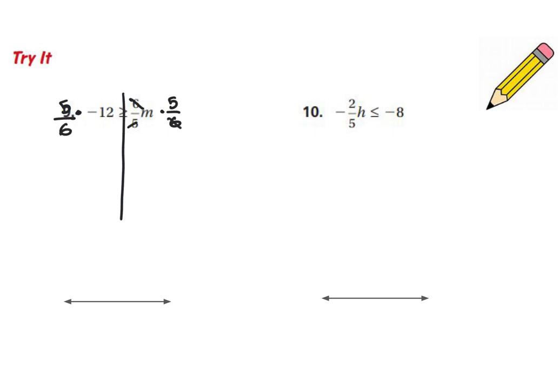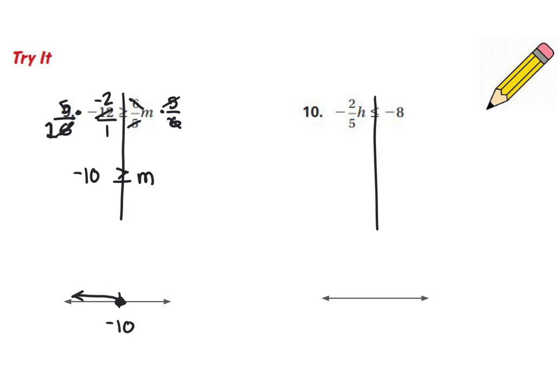Six and 6 cross simplify, as do 5 and 5. So we're left with m is less than or equal to. And here we'll multiply as well. Let's cross simplify. 6 goes into 6 once, and 6 goes into negative 12, negative 2 times. 5 times negative 2 is negative 10, and 1 times 1 is 1. We did not multiply or divide by a negative, so we will not flip the sign. M is less than or equal to negative 10.